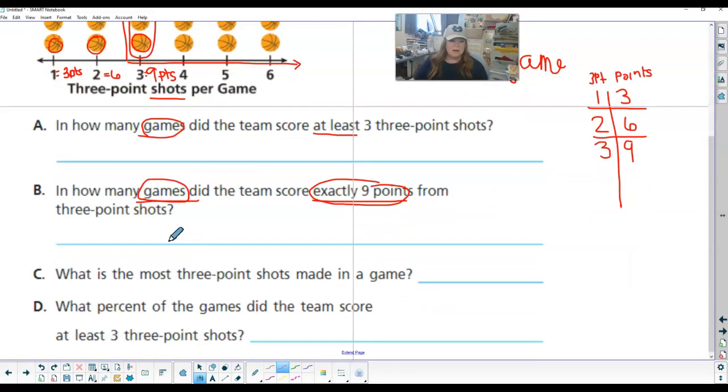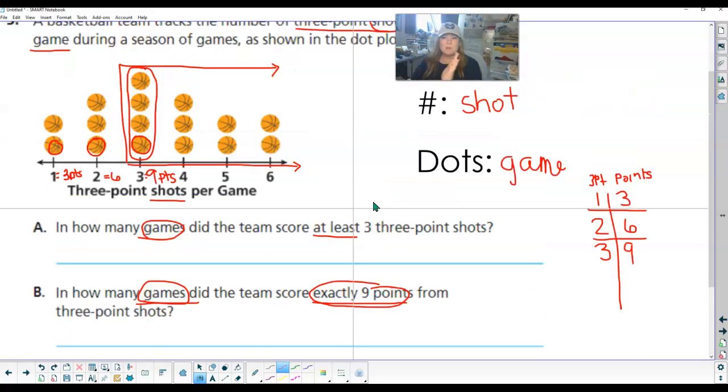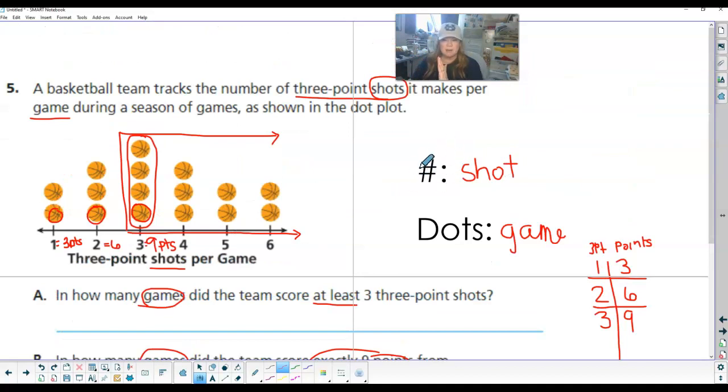Okay. All right. Our next one says, what is the most, right? And it doesn't say most common. It says most, right? So we're using that number line. Which one is the greatest? And we're looking at the shots. Shots are numbers. So I have to use these numbers here on my number line.